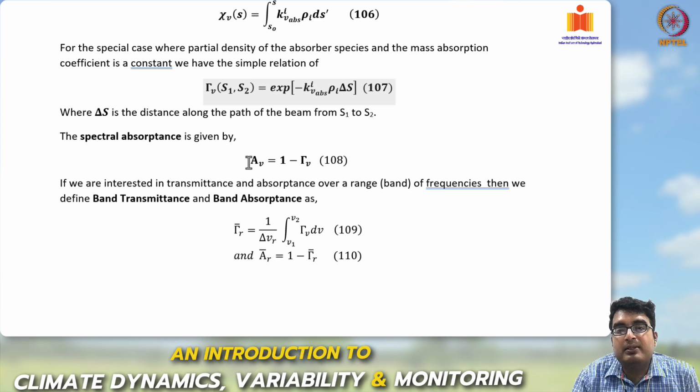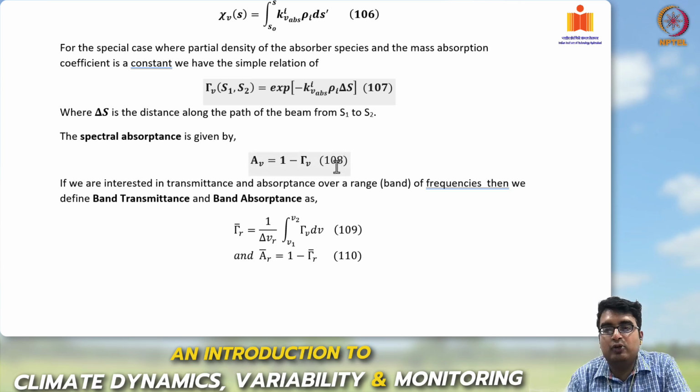The absorptance is 1 minus transmittance. So those are the two definitions: what fraction is being transmitted and what fraction is being absorbed.